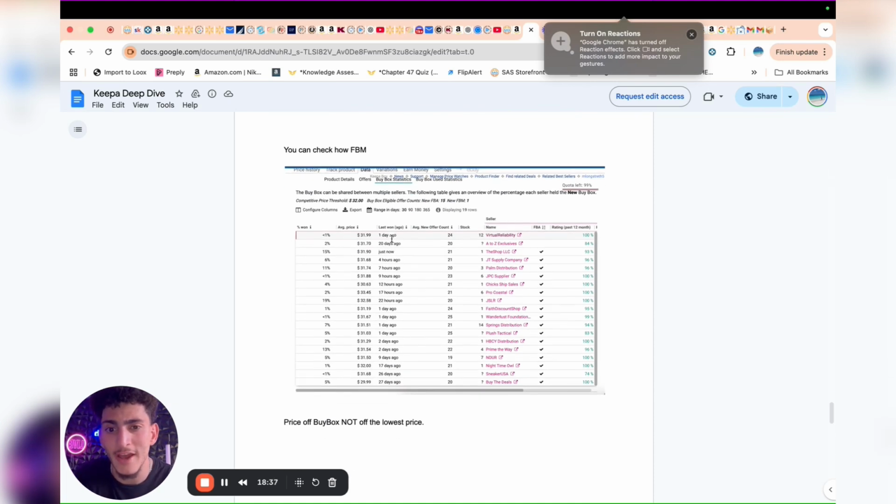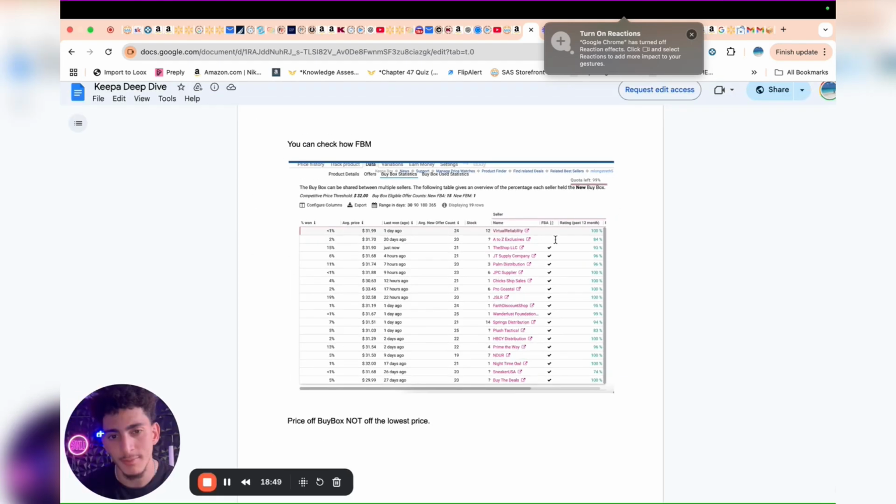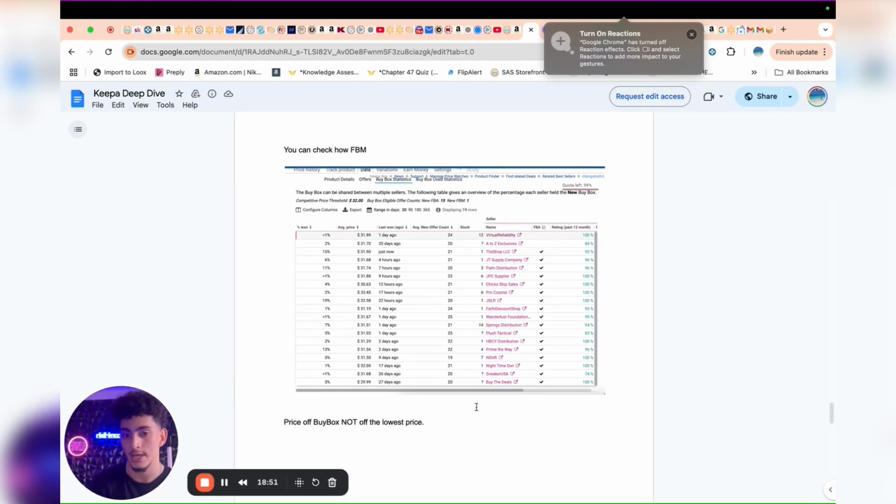You can also check FBM. You can check how to FBM, right? So for example, this product right here, you can see this is mostly an FBA friendly seller listing. You can see all these check marks are FBA sellers. So with something like this, you're probably going to be more prone to FBAing it compared to FBM, just because it's really demanded as an FBA listing compared to FBM. So obviously you're going to compete a lot better if you're an FBA seller in this case.